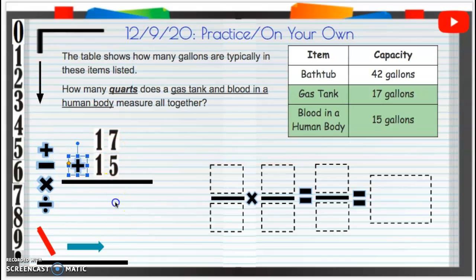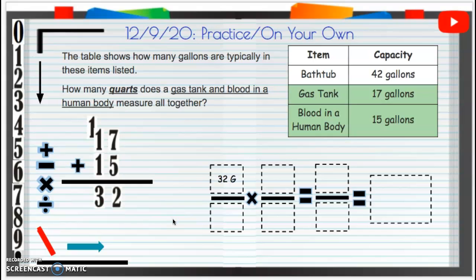So 7 plus 5, 7, 8, 9, 10, 11, 12. I'm going to carry that 1, drop that 2. 1 plus 1 plus 1 is 3. All right, so 32 gallons is how much is in both total. So 32 gallons. I'm going to put a G for gallons.